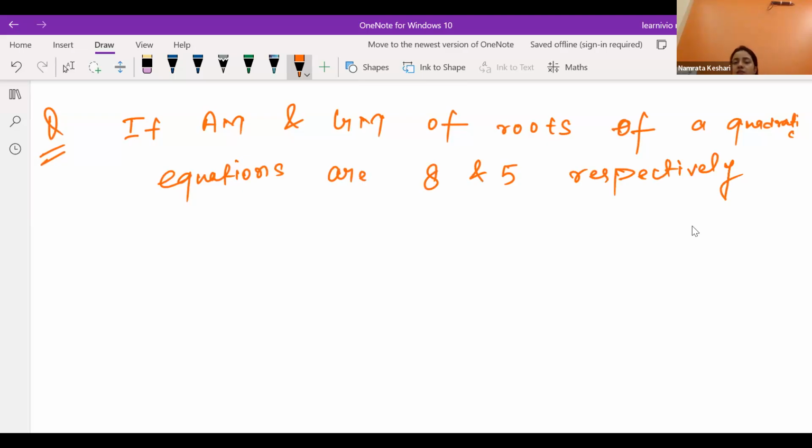that there is a quadratic equation whose roots are, you can take it as alpha beta, you can take it as a b, whatever. Then obtain the quadratic equation.